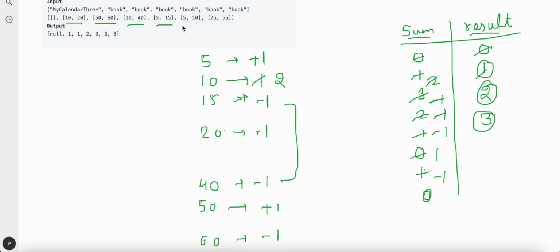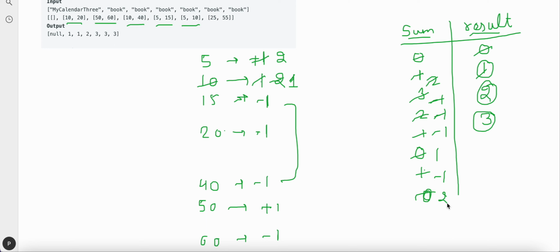Again we'll pick the next event, 5 to 10. For 5, it's already there, so it becomes 2, because for the starting point we are adding +1, and for the ending point we are just subtracting it. And 10 is -1, so it becomes 1 now. So we will add 2.